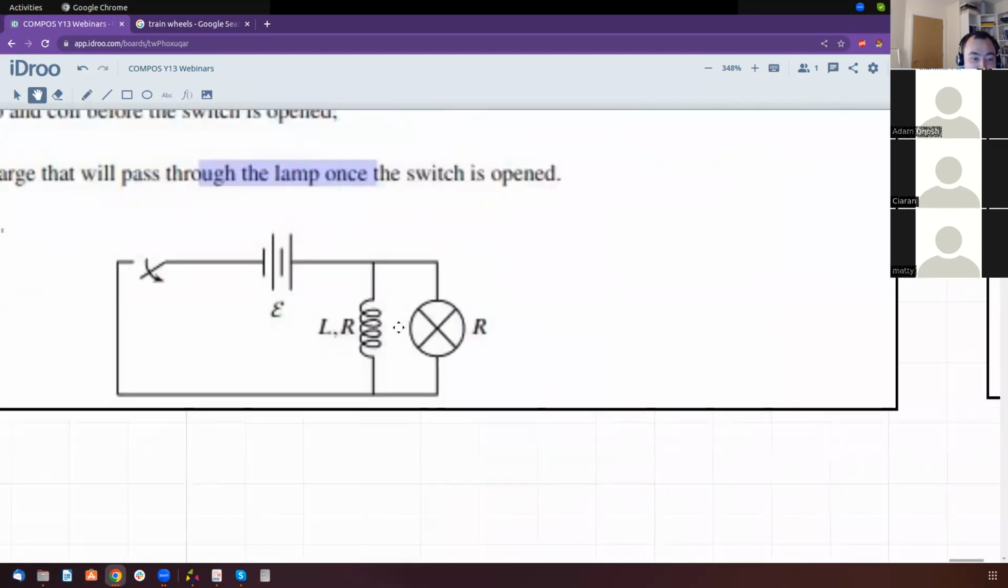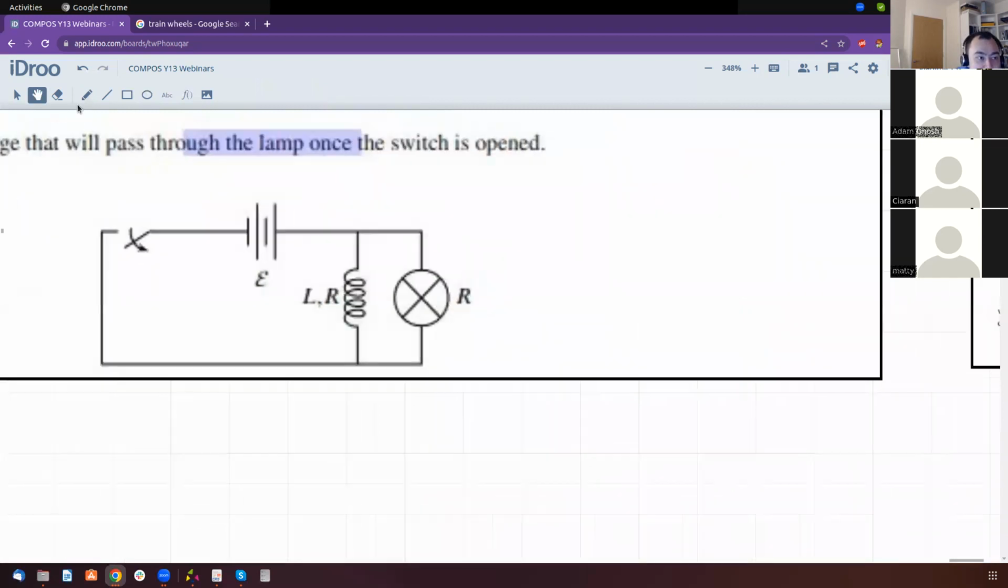So what's going to happen? When a switch is closed for a while, this is a simple circuit. When the switch is closed for a while, you have current flowing like this. You have the total current.